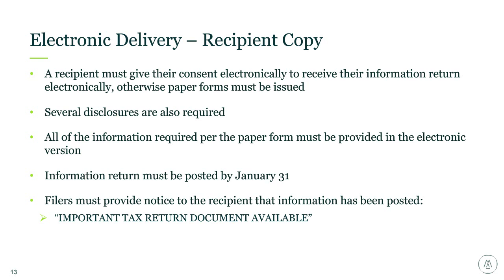If they do not express consent specifically, you do have to issue paper forms. There are some disclosures that are required to be made along with that consent. All of the information that would be required on the paper form must be provided in the electronic version. And there are also substitute form statement requirements in Pub 1179 as well.